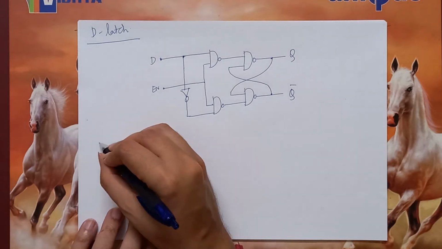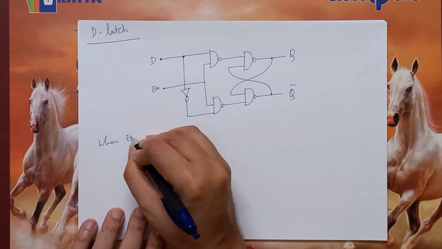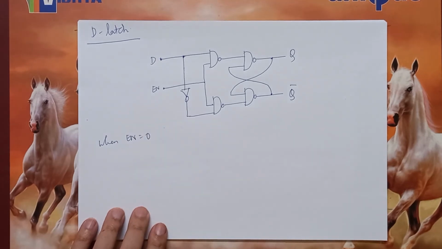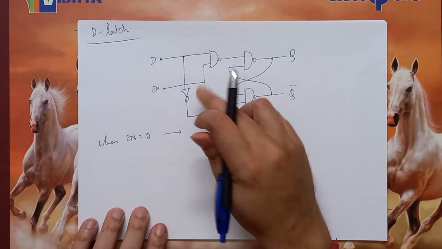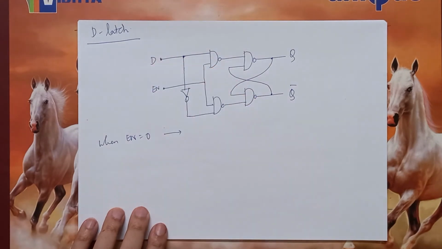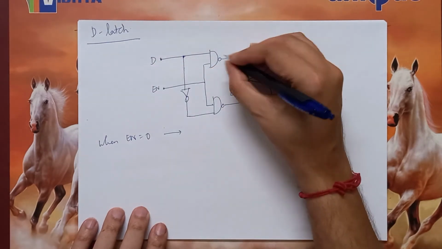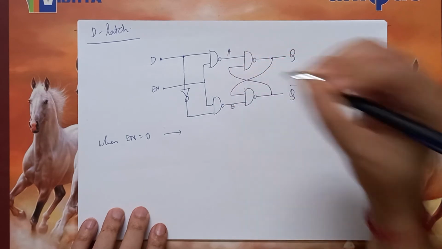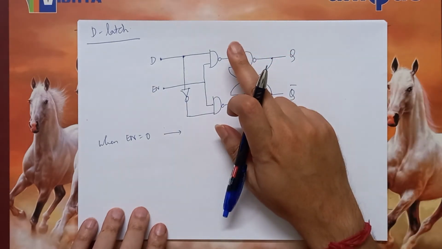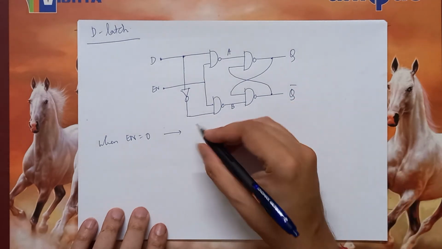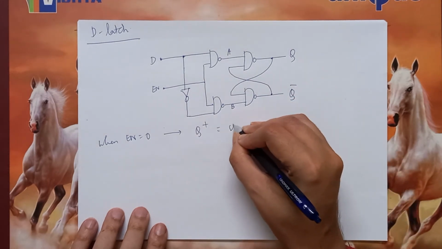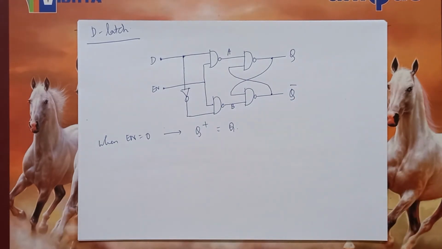Once again, when enable is equal to 0, this behaves just like a gated SR latch. In that case, when enable is equal to 0, the value of D does not matter. These two values get 1 and 1. So therefore, Q plus is equal to Q.